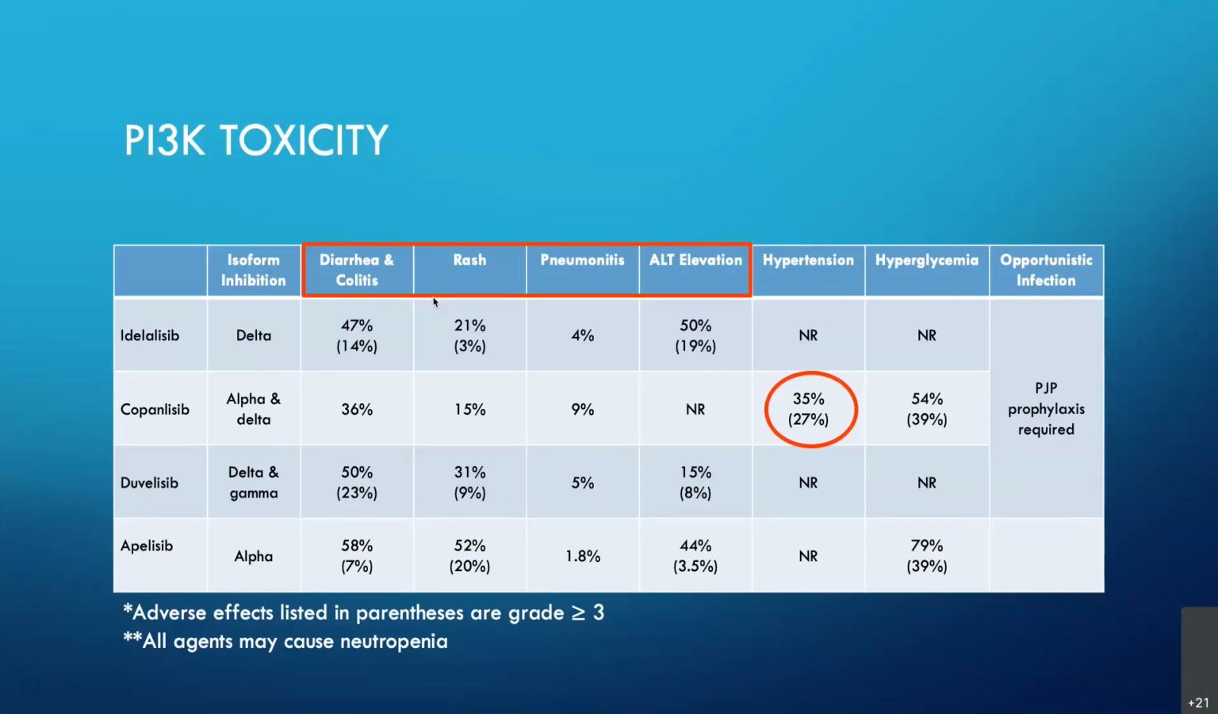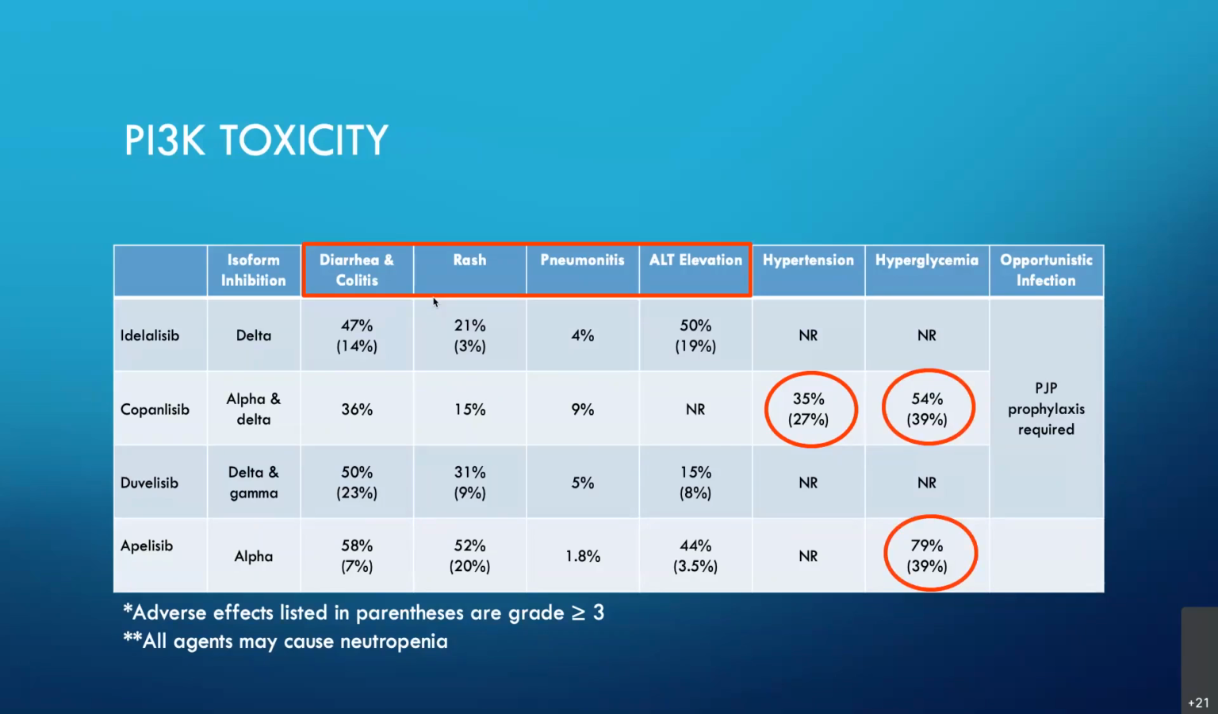Moving into unique agent toxicities, hypertension associated with copanlisib. Because this hasn't been seen with the other agents, I suspect it's more associated with its dosing as a once weekly rather than a continuous dosing oral schedule. But you can see grade 3 adverse effect in about a third of patients, so something we do need to manage clinically.